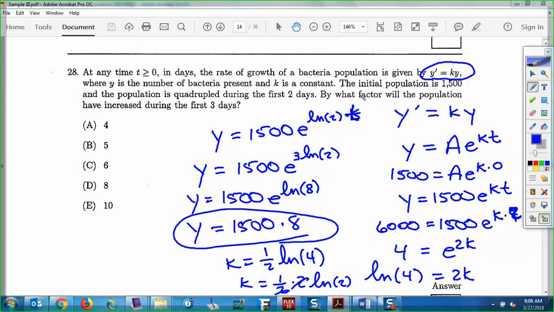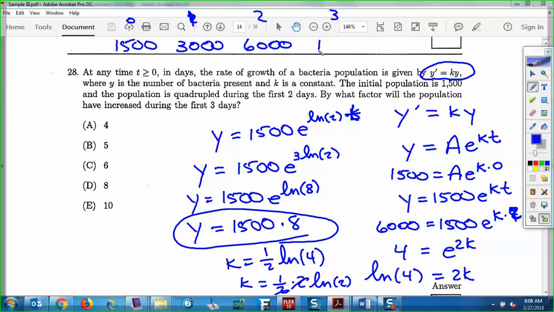Okay, so now, by what factor will the population have increased? By a factor of 8. Now that was a lot of work that was not all that necessary, if you understand exponential growth. The fact that it quadrupled in 2 days tells you that this population is doubling. They picked a really easy number. I don't know that they would always do this. So in other words, if there's 1500 at day 0, and then it quadrupled in 2 days, that means it had to have doubled on day 1, and then it had to double again on day 2, and so what's it got to do on day 3?